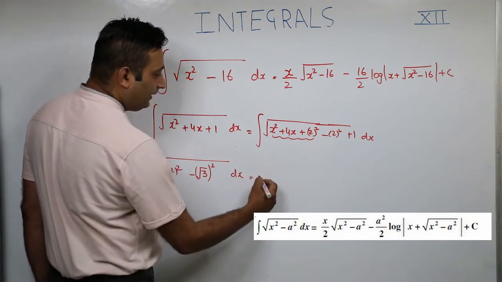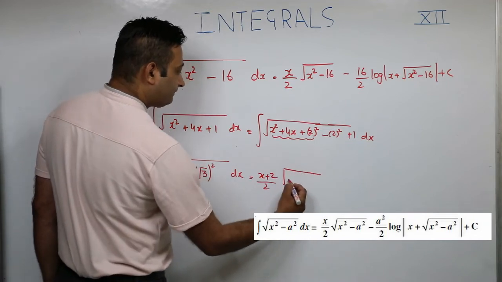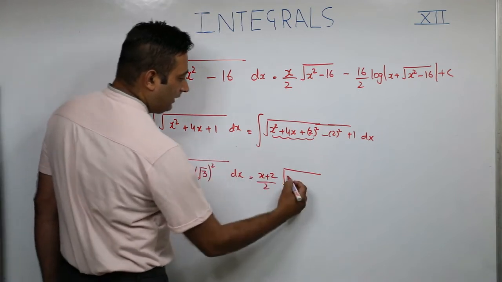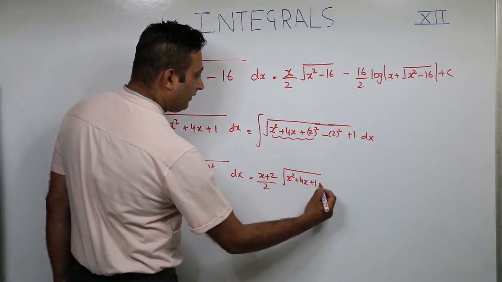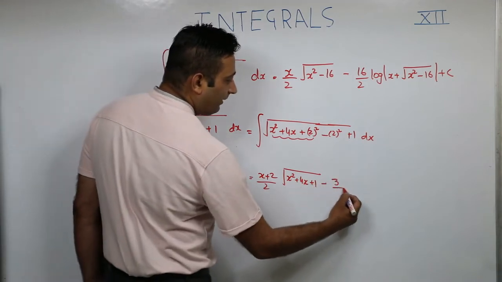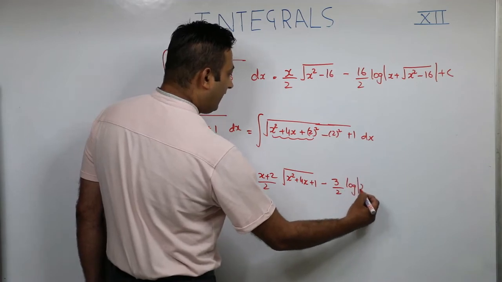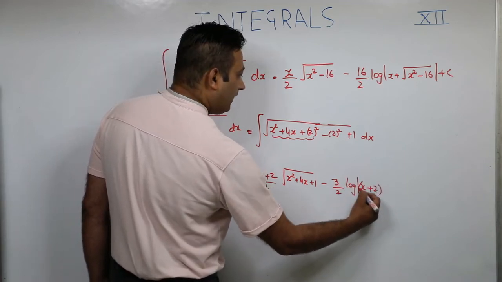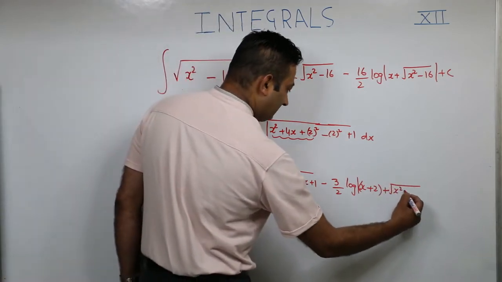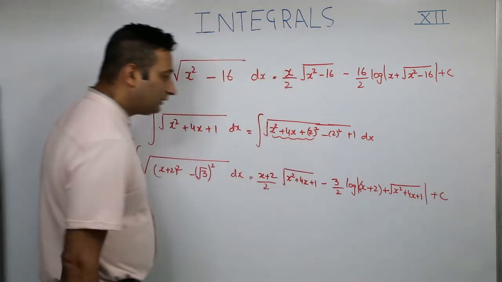So the answer would be x plus 2 by 2 under root of x square minus a square. That means the whole term x square plus 4x plus 1, minus a square by 2. A is root 3, so root 3 square by 2 is minus 3 by 2, log of mod x, where x is x plus 2, plus under root x square minus a square. That is x square plus 4x plus 1, plus c. So this is the final answer.